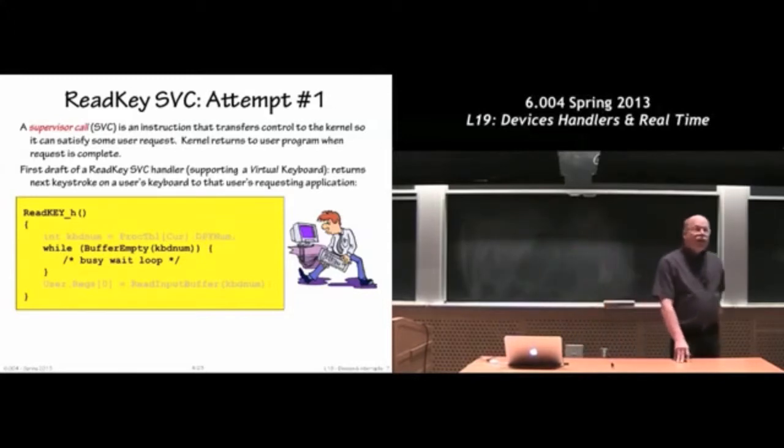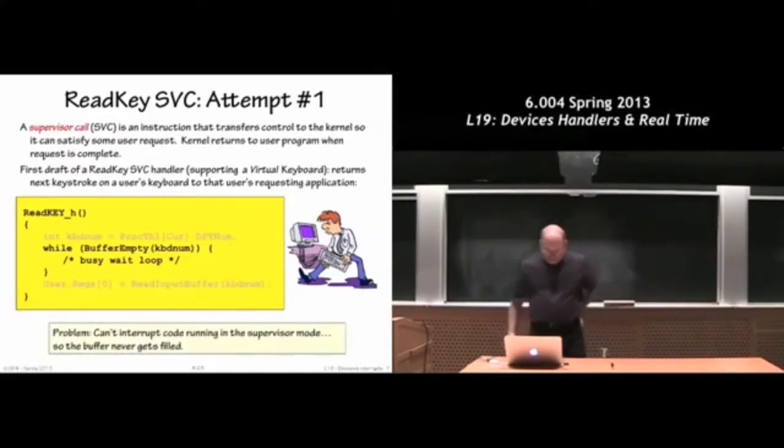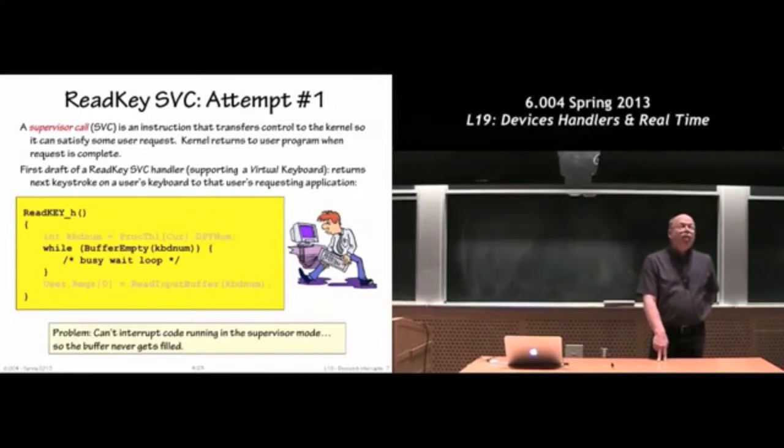Well, there's a problem with this. It says on your handout, we'll say on the slide in a second. The problem is that if you do loops in the kernel, interrupts are disabled. So if you're expecting the interrupt handlers to be filling the keyboard buffer, they're the ones that would actually make the buffer be not empty. They never get executed because the IRQ is being ignored while we're in kernel mode.